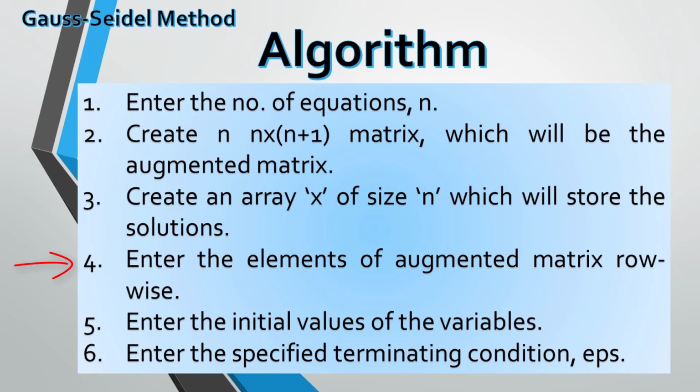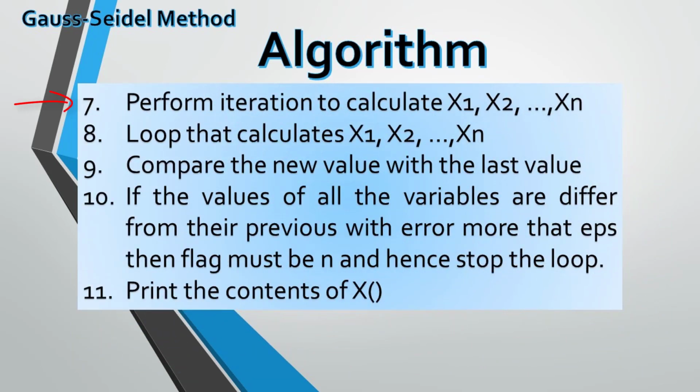Enter the elements of the augmented matrix row-wise. Enter the initial values of the variables. Enter the specified terminating condition epsilon. Perform iteration to calculate x sub 1, x sub 2, and so on until x sub n. Create a loop that calculates x sub 1, x sub 2, and so on until x sub n.